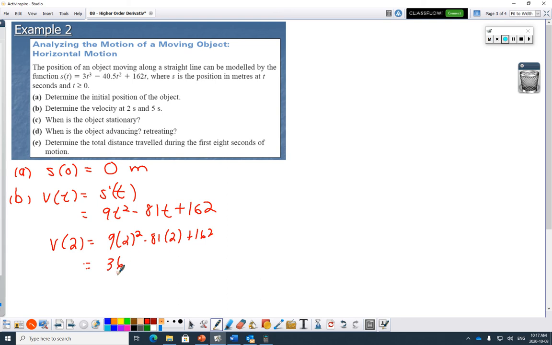Trying to do them in my head today to see if I still got it. I'll punch these in a second to make sure. 36 meters per second. Velocity at 2: 36 minus 162 plus 162. Isn't that convenient? And then velocity at 5.